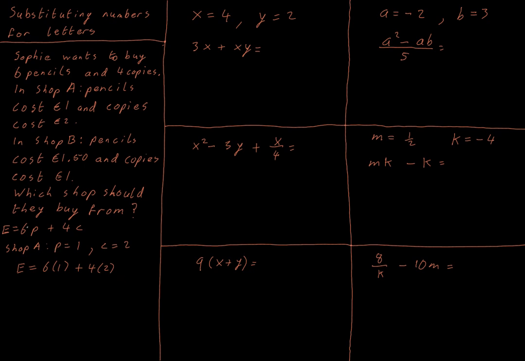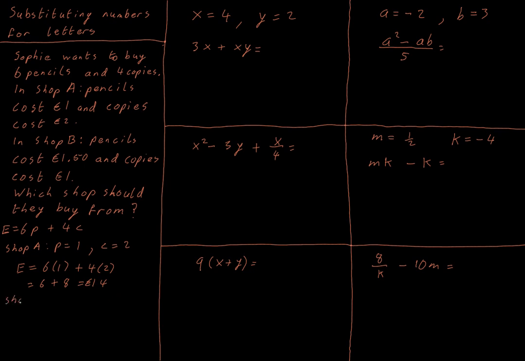So anywhere I had the letter P for pencil, I now have put in 1. And because this was multiplied, I have to put it in brackets, because 6 multiplied by 1 would be in brackets. And likewise with the cost of the copybook, I have 4c, and now I have 4 by 2, because the cost of the copybook in shop A is €2. So that's going to be, multiply out, I get 6 plus 4 by 2 is 8. And when I add that together, I am going to get 14. So the overall expense, the overall cost, is going to be €14 in shop A.